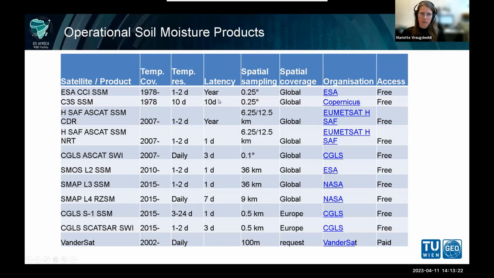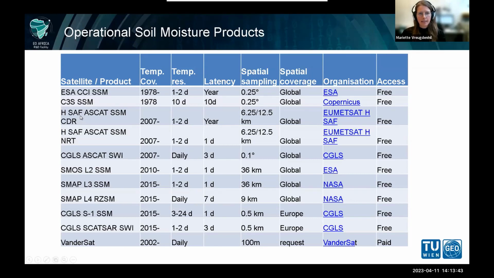So if you're doing near real-time monitoring of droughts, let's say with the C3S dataset, you need to wait for 10 days to get the data. The spatial sampling is, of course, also very important, and this is 1/4 degree for these two datasets. The advantages, they are both freely available.